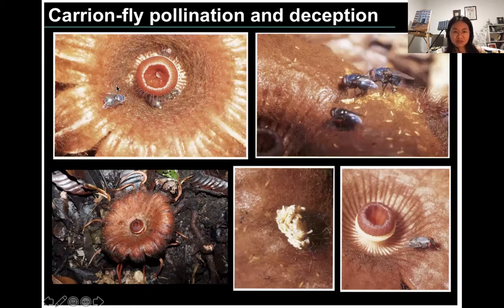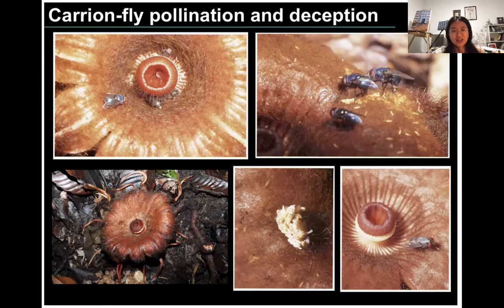the flowers produce a really unpleasant smell to attract carrion flies for pollination. We can even see here that there are carrion flies laying eggs on the flower, thinking that they might have found the corpse of a rodent. It was actually hypothesized that these hairs and these filamentous petals mimic the hair and the tail of a rodent.